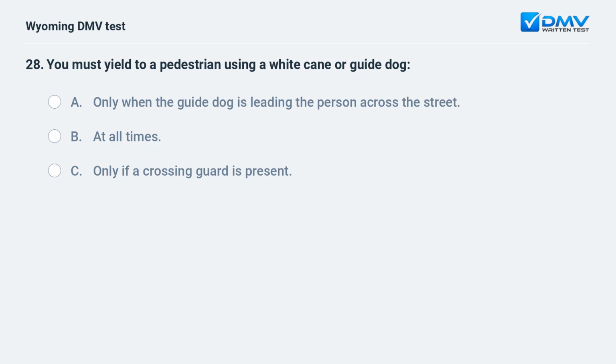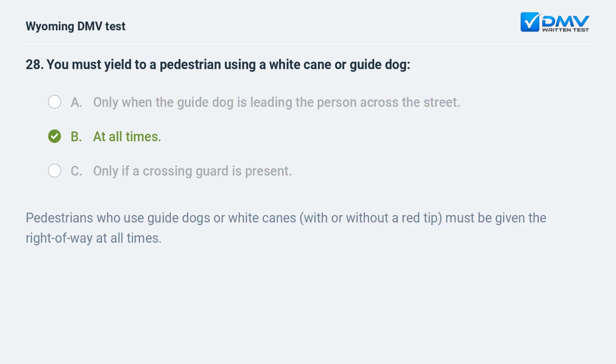You must yield to a pedestrian using a white cane or guide dog. A. Only when the guide dog is leading the person across the street. B. At all times. C. Only if a crossing guard is present. B. At all times.